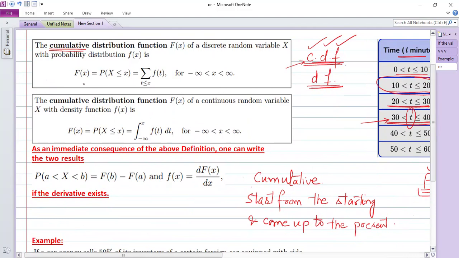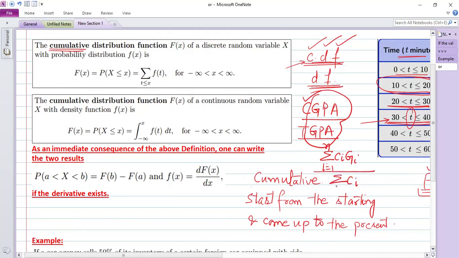Actually, the meaning of cumulative is the same as in CGPA, the cumulative grade point appraisal. One thing is TGPA, the term grade point appraisal; another is cumulative. Whatever grade point appraisal it is, the formula is the summation of C_i G_i, i from 1 to n, divided by the summation of C_i, i from 1 to n. So whether it is CGPA, cumulative grade point appraisal, or the term or semester grade point appraisal, the formula is the same.